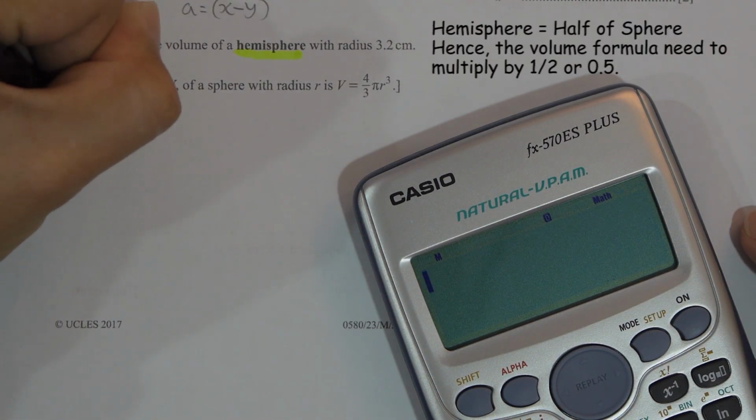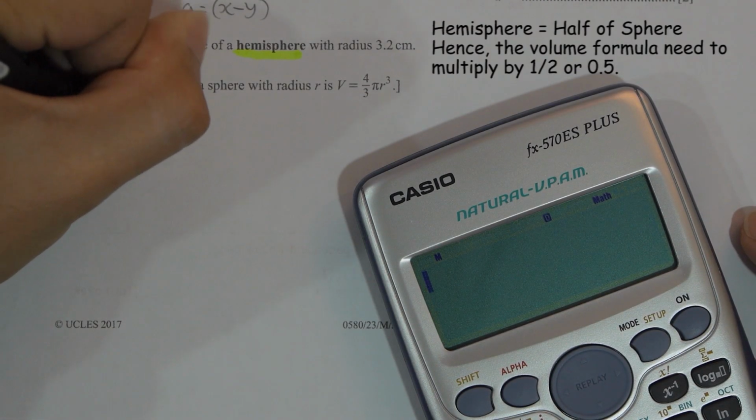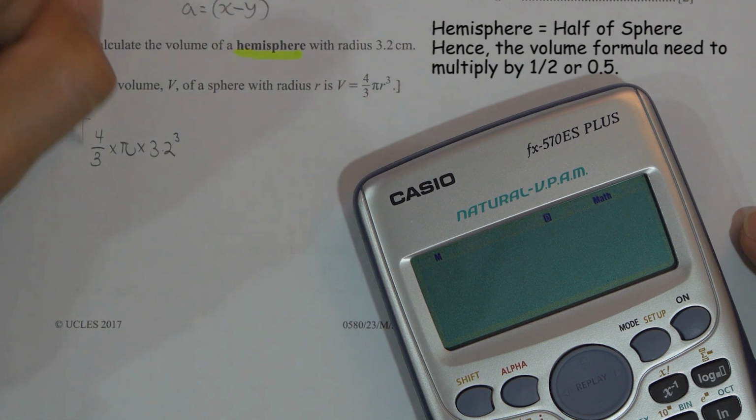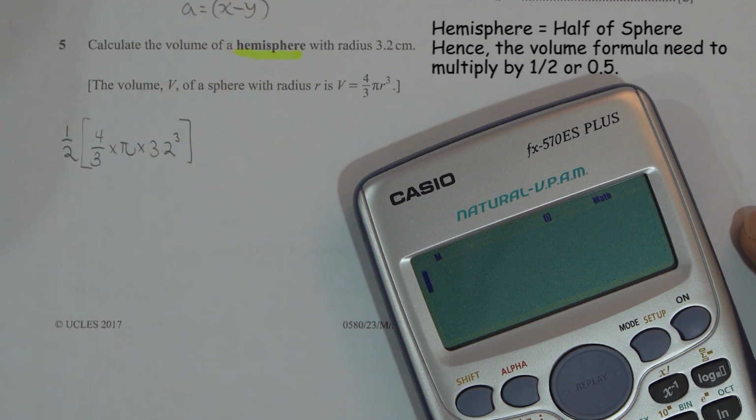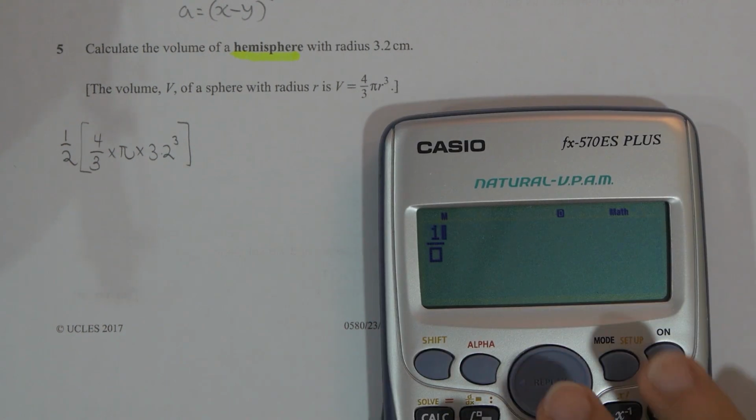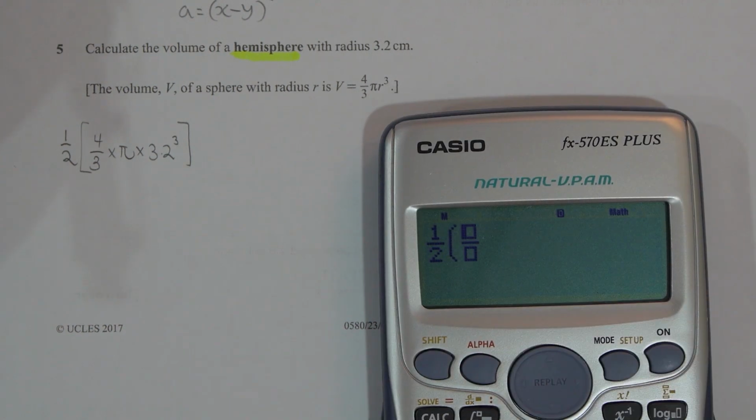So the key part here about this question is the hemisphere. Hemisphere means half of the sphere. So you're required to times half to the formula given.